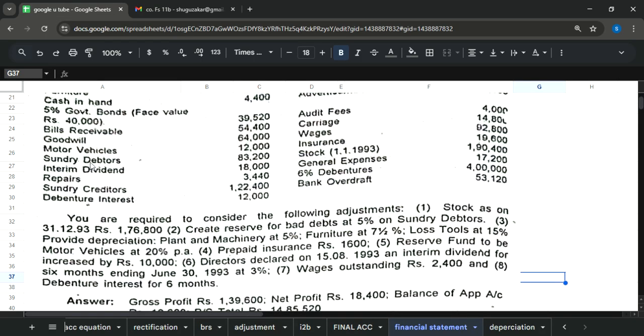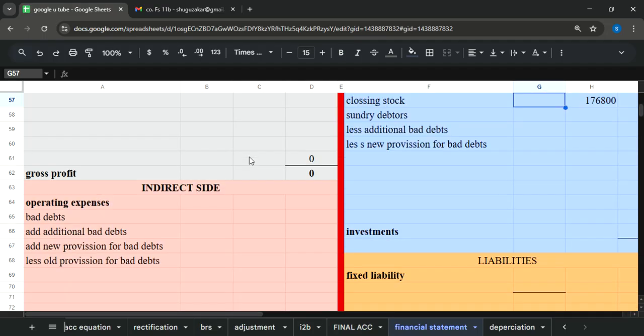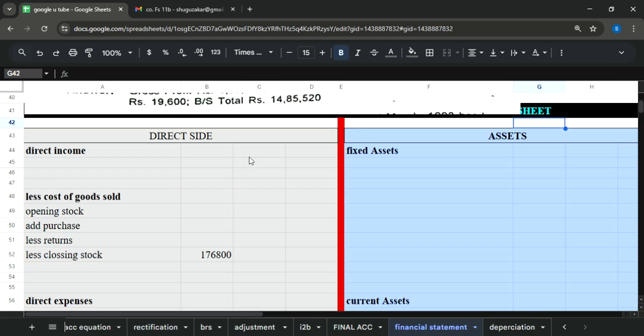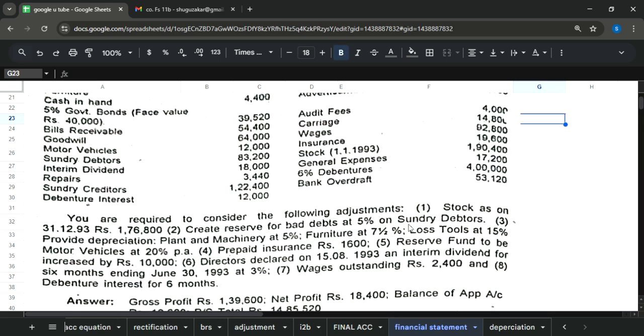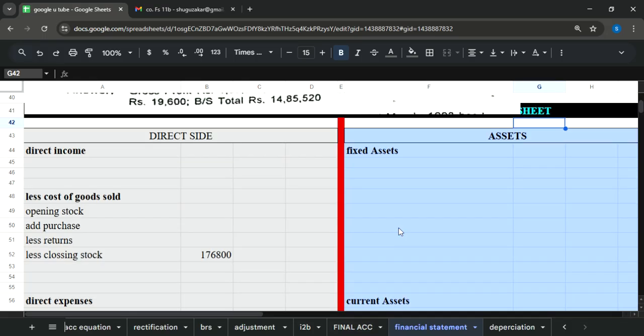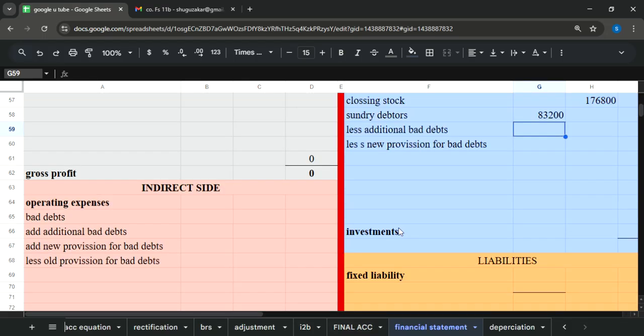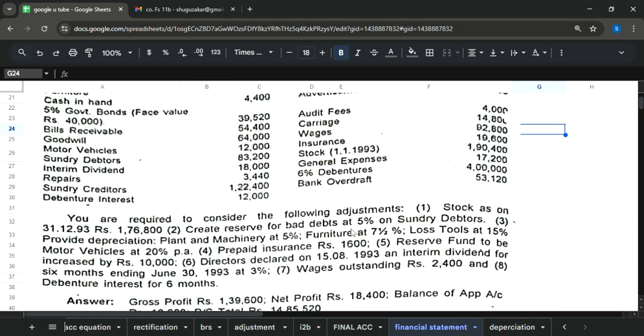Sundry debtors. Okay, we have got an amount of 83,200. So you will mention 83,200 in front of sundry debtors in current asset. In adjustment we have discussed that reserve for bad debt is present, but additional bad debts are not mentioned. So you will put 0. After that, look at here, the rate of provision is 5%.